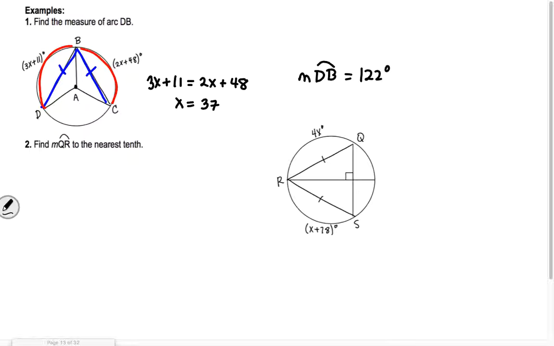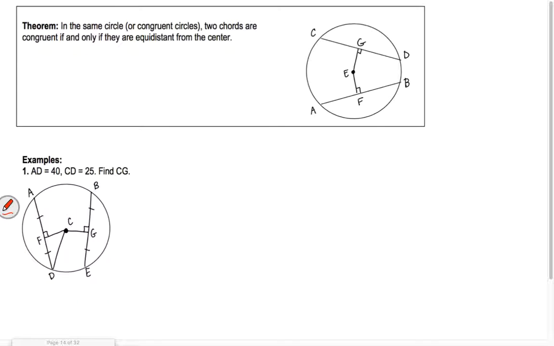All right, so find the measure of QR to the nearest tenth. So again, we would set these two equal to each other, and then we would go in and plug in. Do we understand that? Can I skip that?